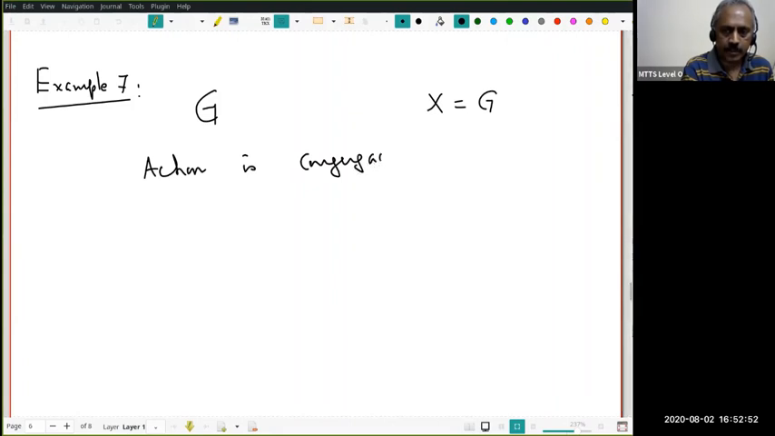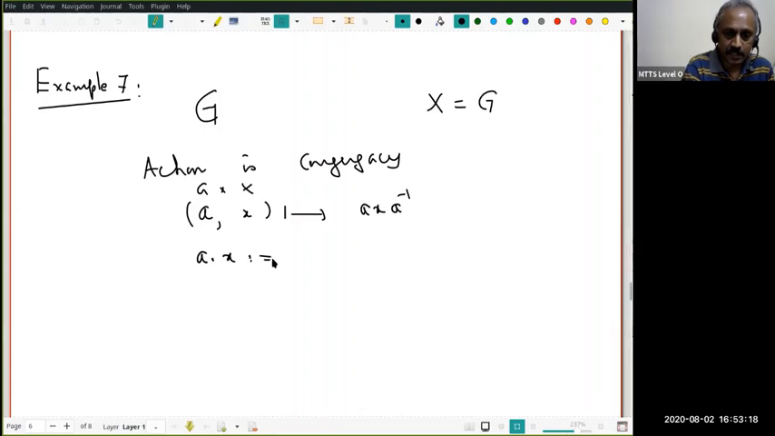All of you have learned, right? What is meant by conjugation? You start with a in G and x in X, which is also G, of course. Where does x go to? I am going to conjugate the element x by a. Therefore, it is a x a inverse. This is the definition. So in this case, a dot x by definition is not ax, but a x a inverse.